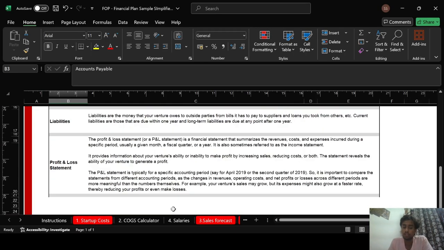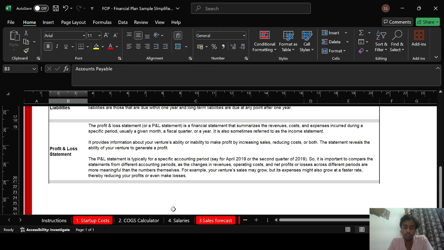Liabilities are the money that your venture owes to outside parties, from bills it has to pay to suppliers and loans you took from others, etc. Current liabilities are those that are due within 1 year, and long-term liabilities are due for more than a year. Also, profit and loss statement.